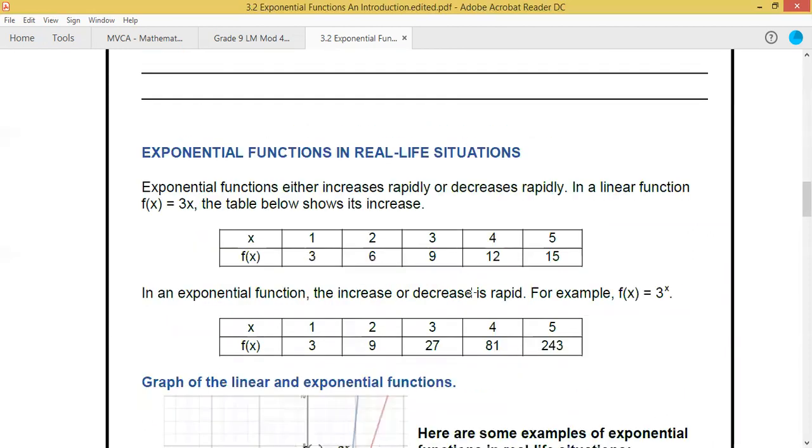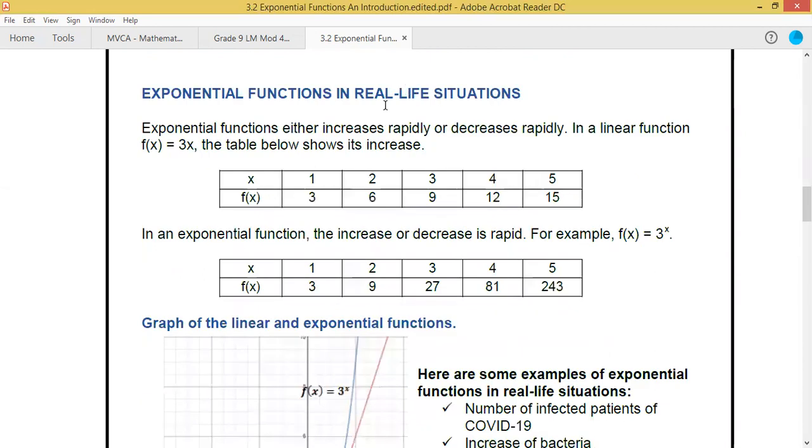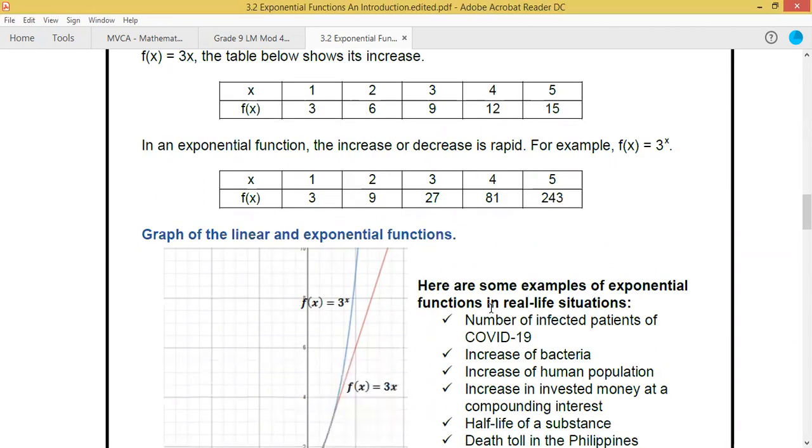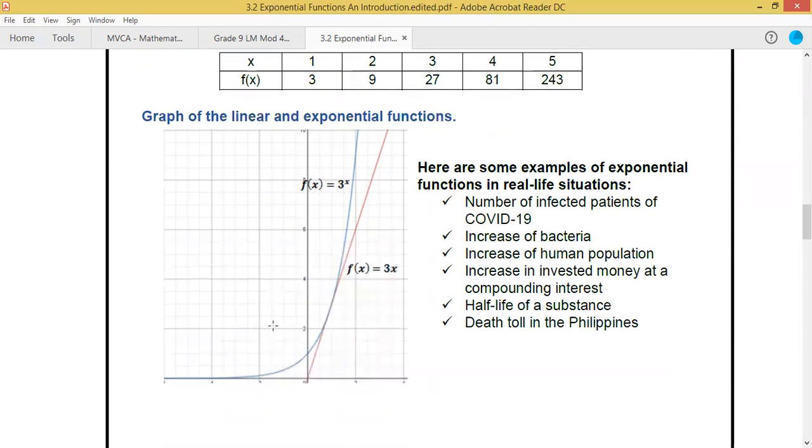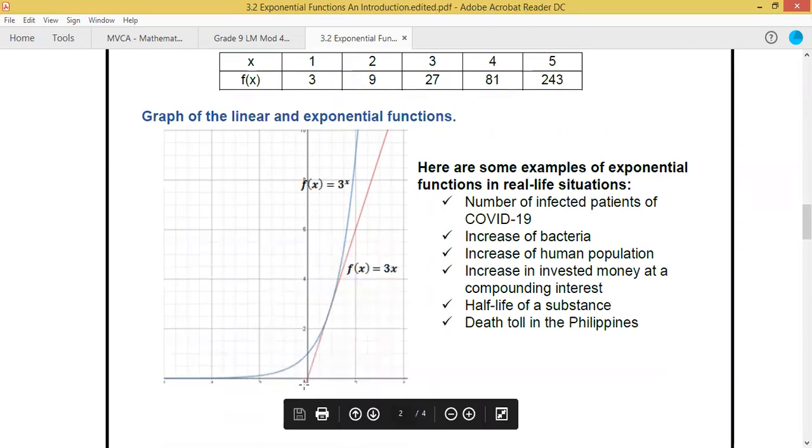Now here are some applications of exponential functions in real-life situations. Remember that it increases rapidly or it decreases rapidly. For example, we take this graph. In a linear function, you see it is steadily increasing. But in an exponential function, the increase is very rapid.